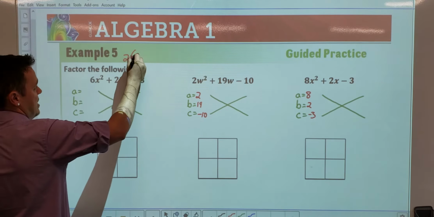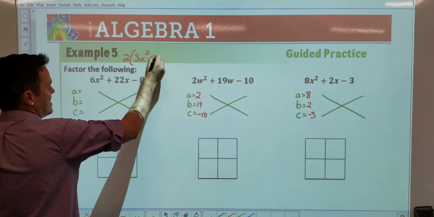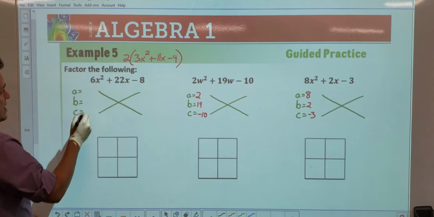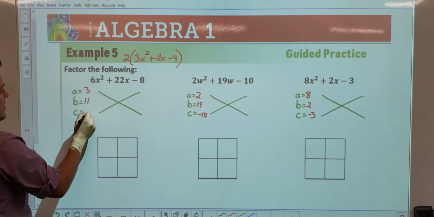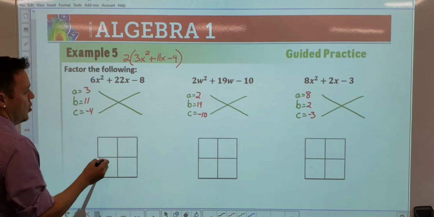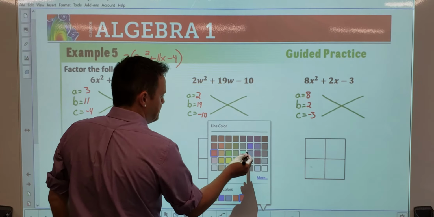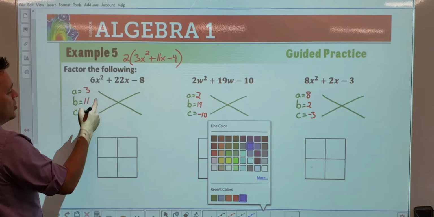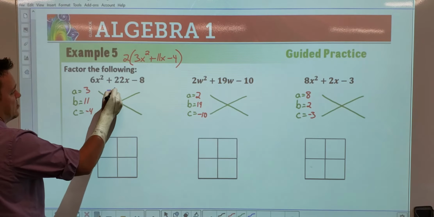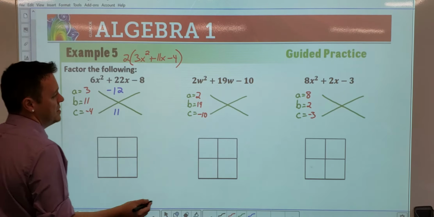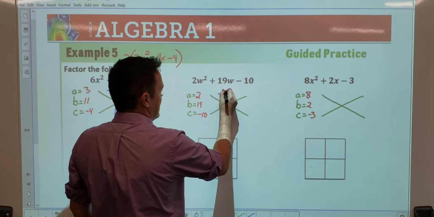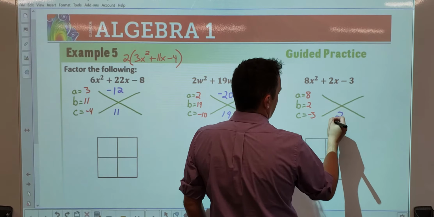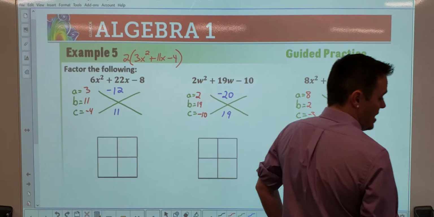All right, so this would be 3x squared plus 11x, and then it would be minus 4, right? That's a 2 factored out. So my values here would be 3, 11, and -4. So now, when you fill in the gaps, hopefully you guys see the setup and the process here, where this would be a -12 on top and 11 on the bottom. This would be a 19 and a -20. And then this would be a 2 down here and a -16 on top.